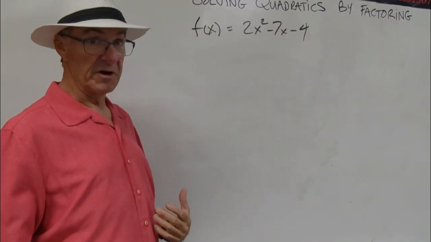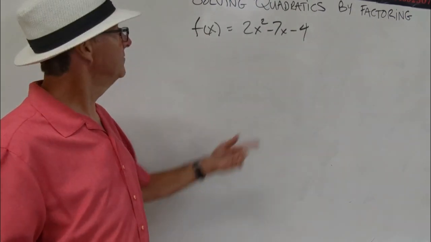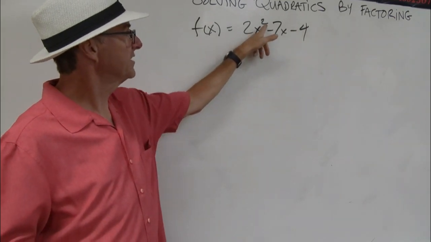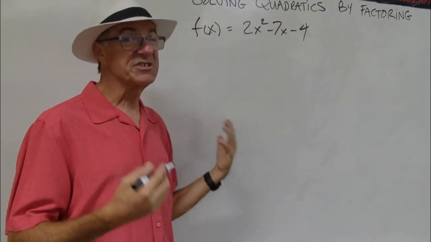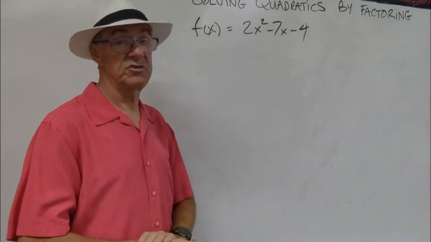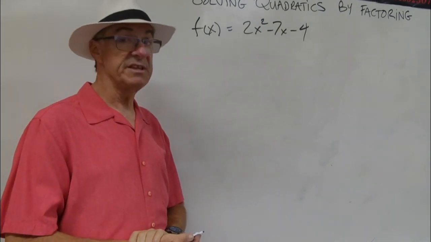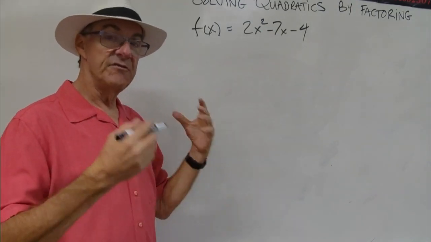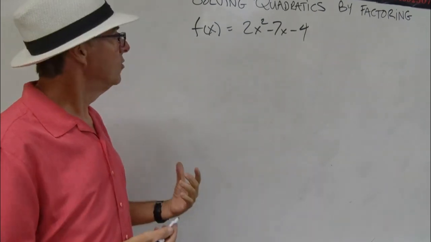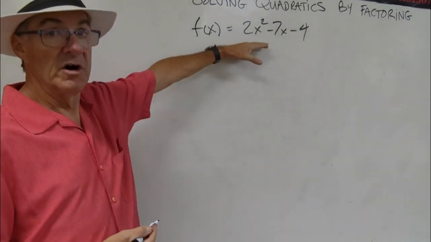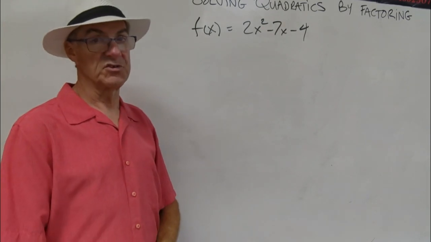All right, here's another one. Now, this one's not a product sum because I have a number in front of my x squared term. In other words, A is not 1. In this case, A is 2. So this one is a split the middle term factoring. Now, if you feel ready to do that, go ahead and pause the video and try to factor that and find your solutions.